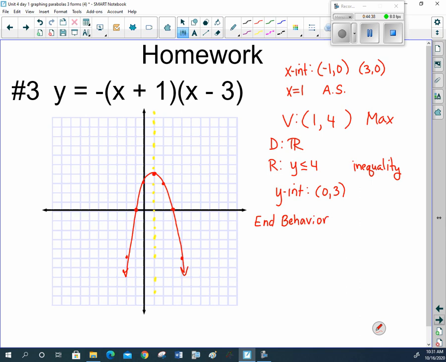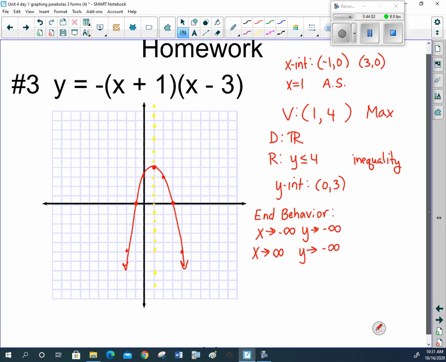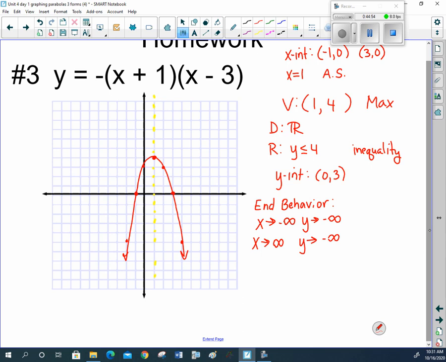That's describing your arrows. So it looks like they're both pointing down. So as x goes to negative infinity, y goes to negative infinity. And as x goes to positive infinity, y also goes to negative infinity. They're both pointing down, and then we'll describe intervals of increase and decrease.